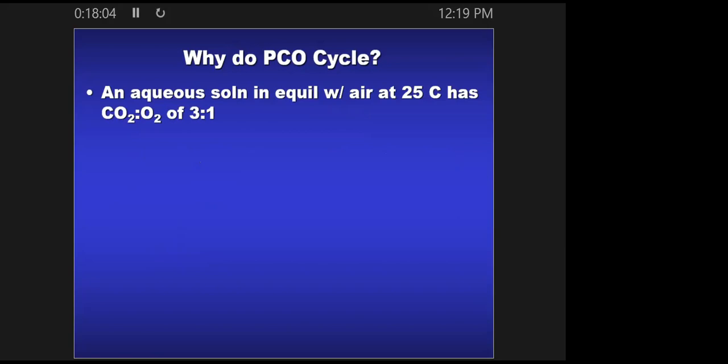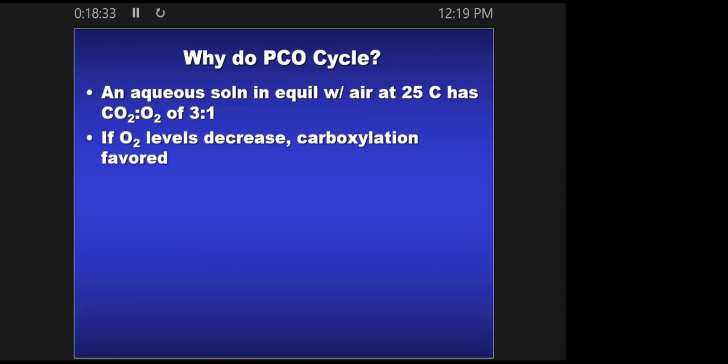So when you look at gases dissolved in water at 25 degrees Celsius, the ratio of gases of CO2 to oxygen is about 3 to 1. So what that's saying is there's more CO2 dissolved in an aqueous solution. So CO2 is a little easier to get into solution than oxygen. So, we're thinking about our atmosphere and thinking about the gases coming and dissolving into the plant's cytoplasm.